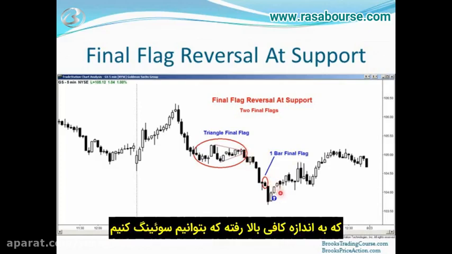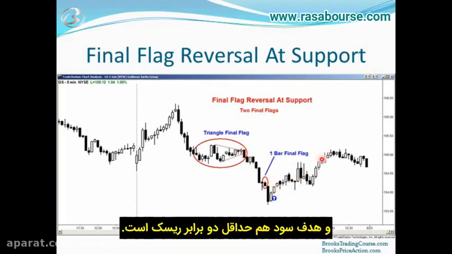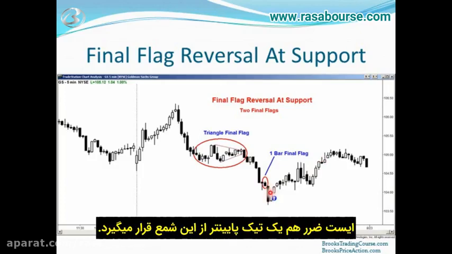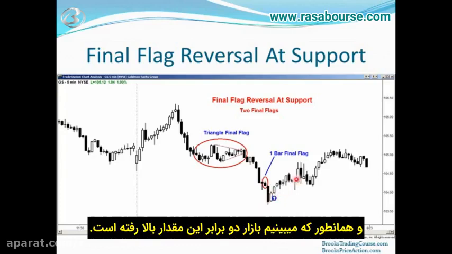There's enough room up there for a swing trade where the profit potential was at least twice as big as the risk. If you buy 1 tick above the signal bar, your stop is 1 tick below. The market went up more than twice that amount.